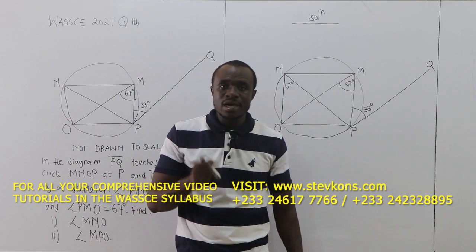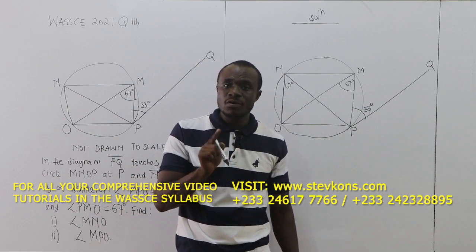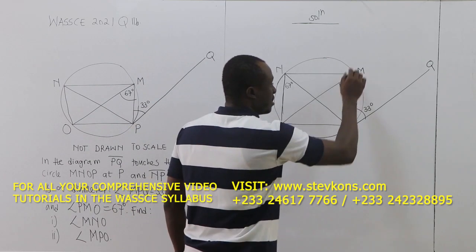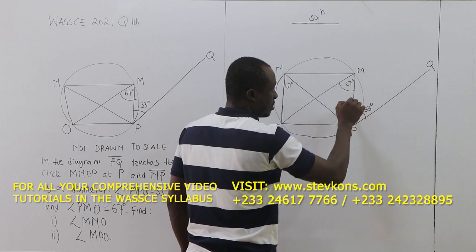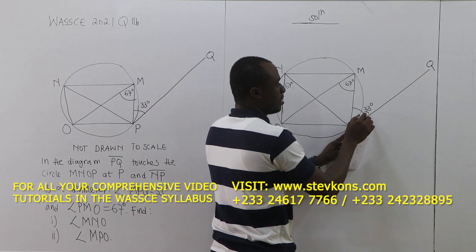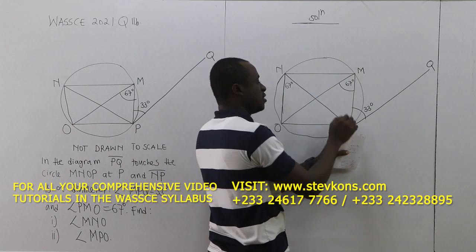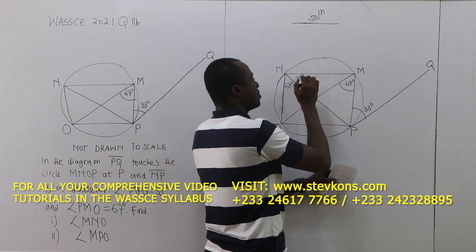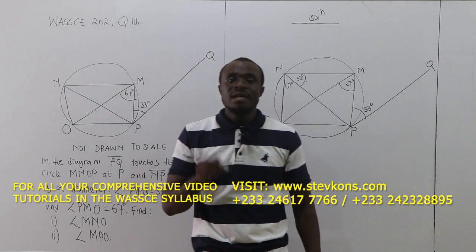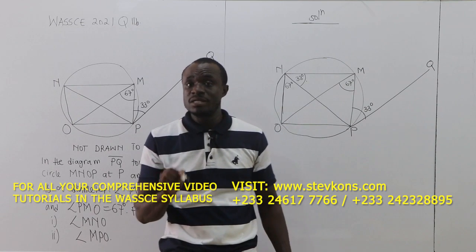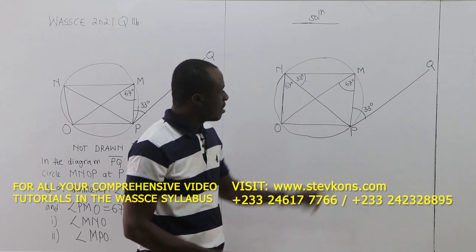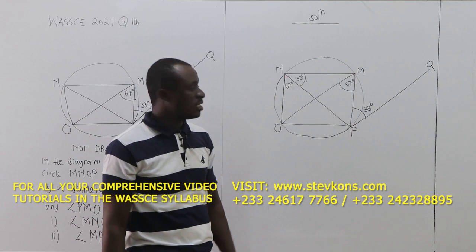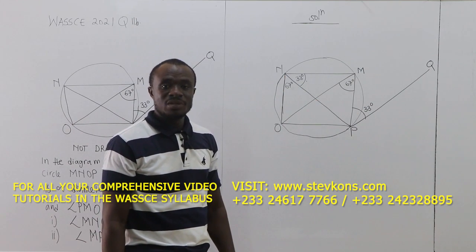We also know that the angle a chord and a tangent make is equal to the angle the chord makes in the alternate segment. Now, PQ is a tangent, the chord is MP, and it is making an angle of 33 degrees. So the angle the chord makes in the alternate segment, this angle here, will be equal to the angle here. So this is also 33 degrees. Why are we saying that? The property says the angle a chord and a tangent make is equal to the angle the chord makes in the alternate segment. This chord is making an angle at the minor segment, but the alternate one is the major segment. So if this is 33, the angle here is also 33.